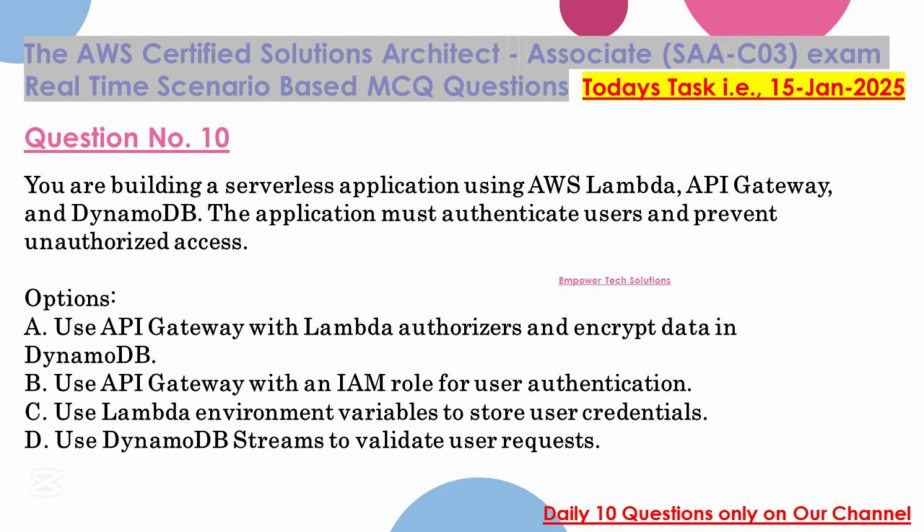You are building a serverless application using AWS Lambda, API Gateway, and DynamoDB. The application must authenticate users and prevent unauthorized access. Options: A. Use API Gateway with Lambda authorizers and encrypt data in DynamoDB. B. Use API Gateway with an IAM role for user authentication. C. Use Lambda environment variables to store user credentials. D. Use DynamoDB Streams to validate user requests.